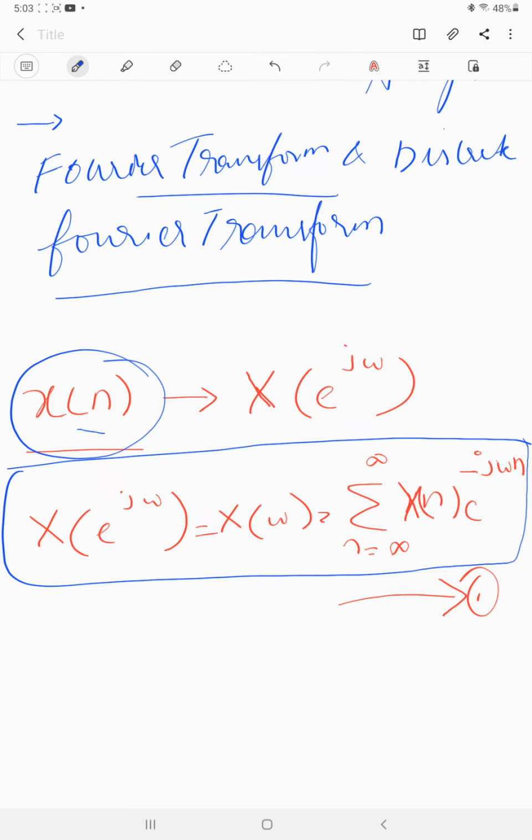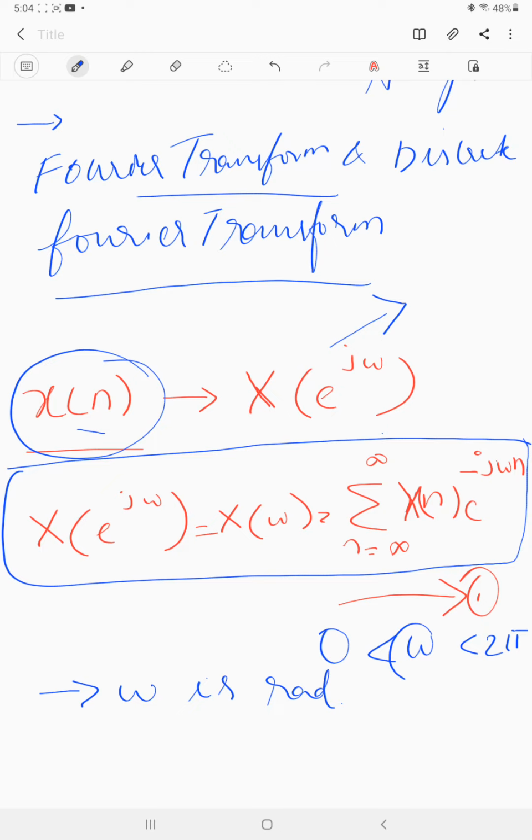Here, X(e^jω) is periodic with fundamental frequency ranging from 0 to 2π, and the unit for this ω is radians. Here the ω is a continuous function.